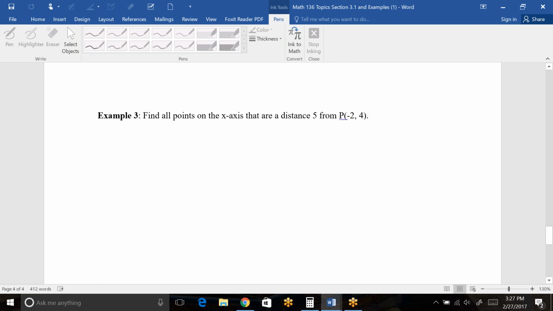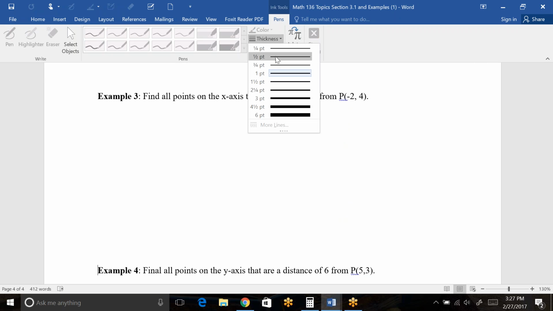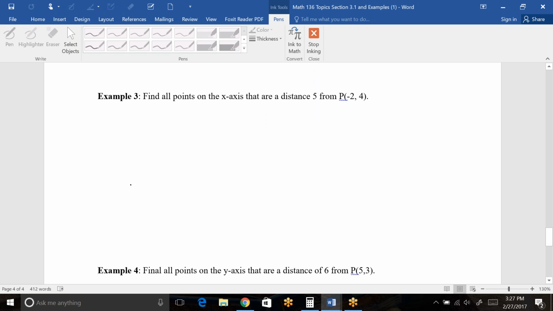Okay, the last two examples in section 3.1, and then we'll be able to do 3.2, is an application of the distance formula. It says find all the points on the x-axis that are a distance of 5 from a point -2, 4. I find that to understand what you're doing here, it's better to draw a picture. So if you imagine, here's the x-axis and the y-axis, and here's the point -2, 4. So there's P.